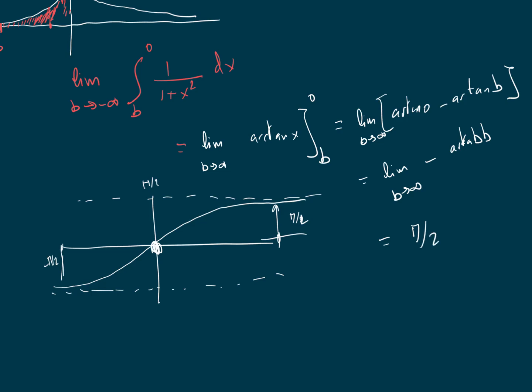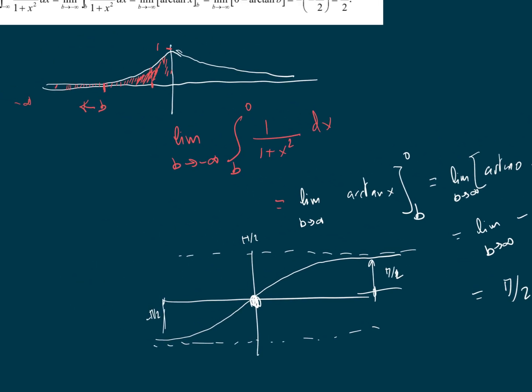So that means that this area here, this area that we are finding, is a finite area. And the value of this finite area is pi divided by 2. And it's a positive area. Yes, it's positive.